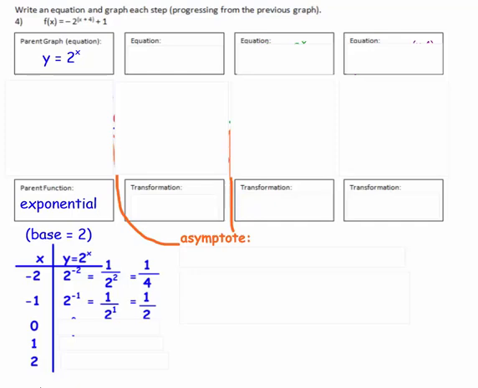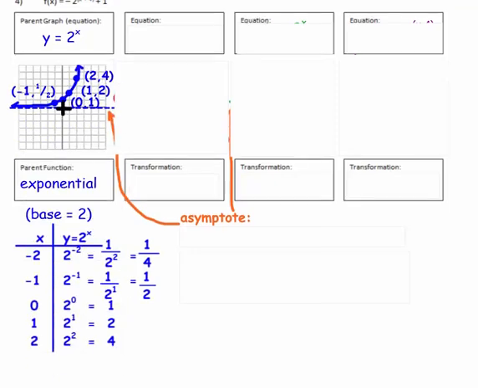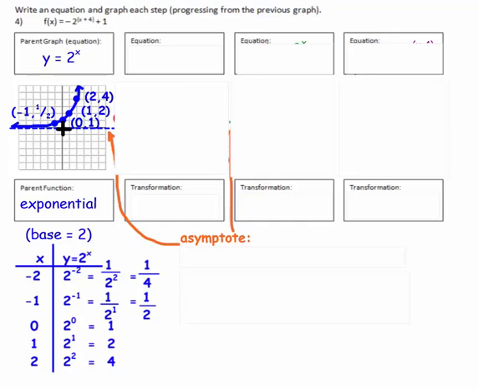Then the rest of the points are pretty straightforward, right? 2 to the 0 is 1. 2 to the 1 is 2. 2 squared is 4. So I'm going to start by plotting each of these points in and making them nice and bold. Okay, I'll explain what the little plus sign is later.